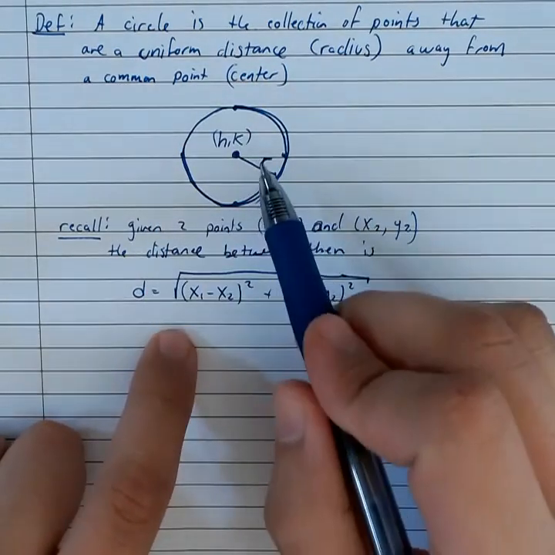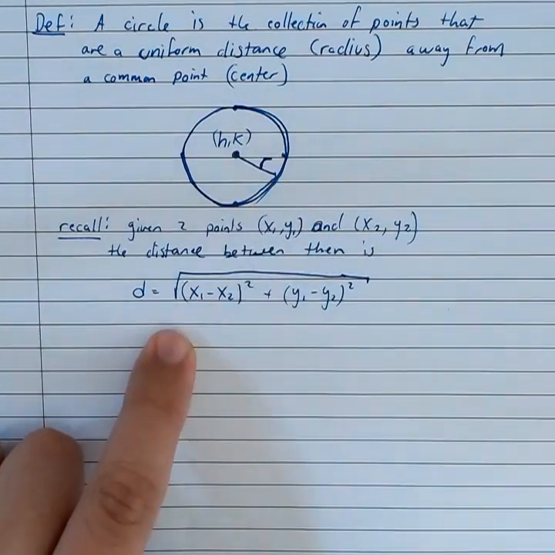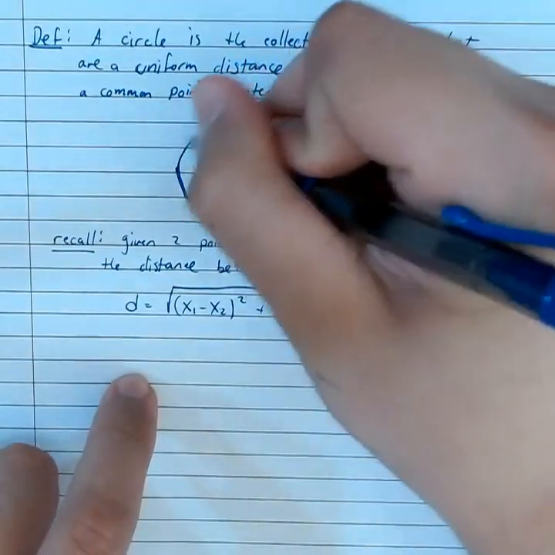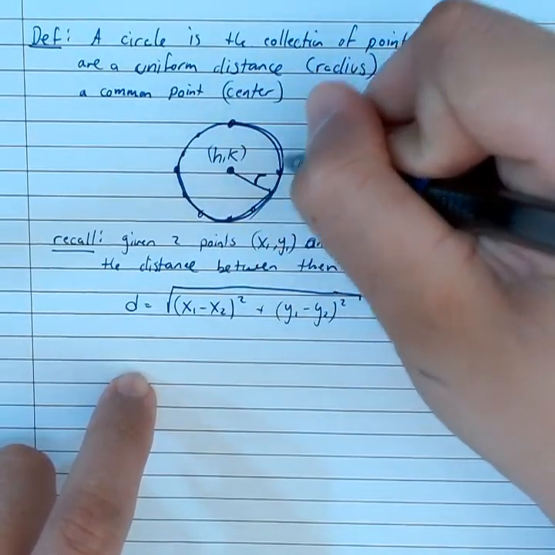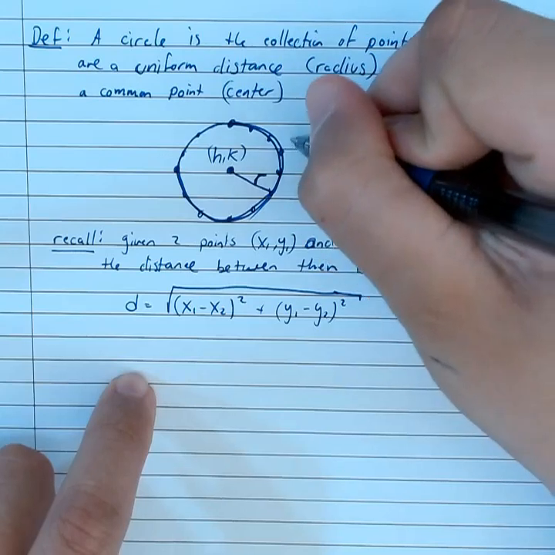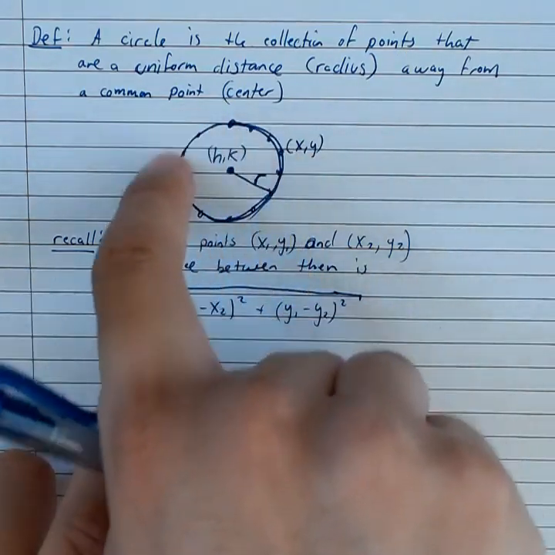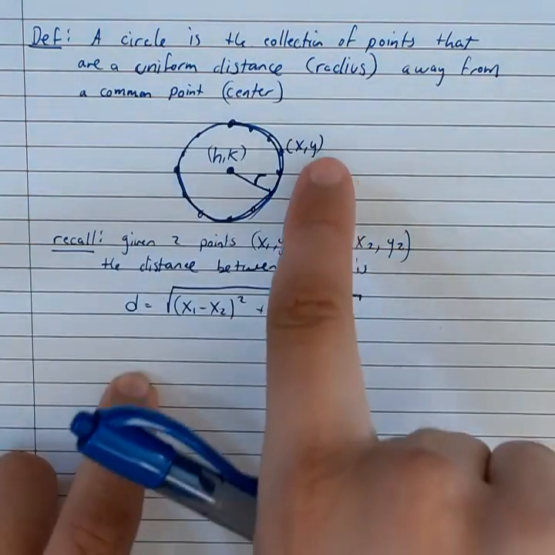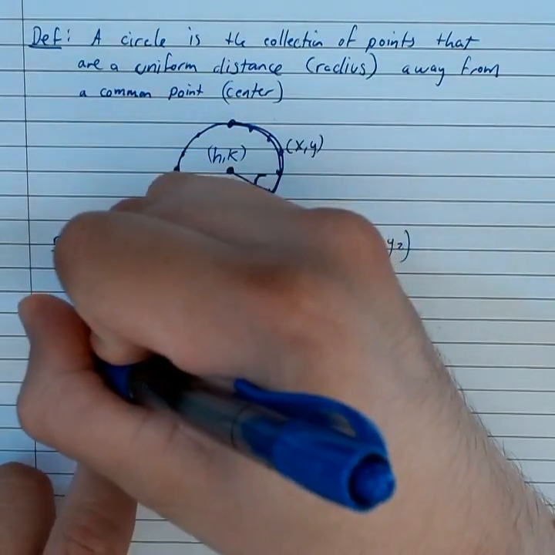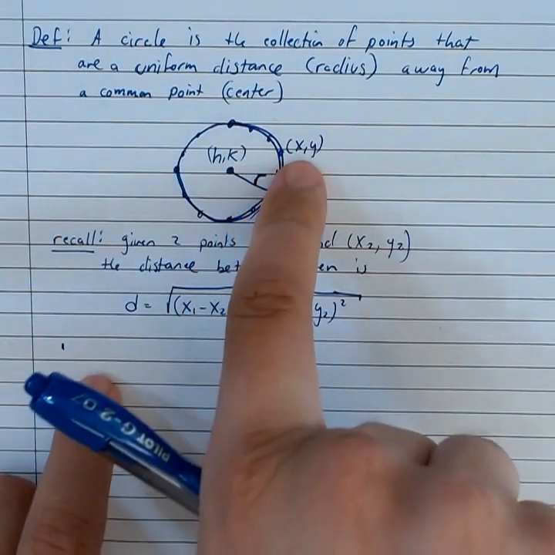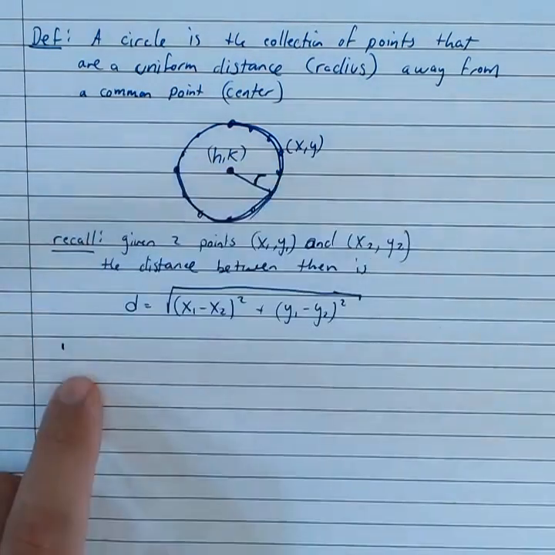Because after all, here we're saying we want all the points that are equidistant from this common point, H, K. So what I want is every point on the outer edge of my circle. I don't want to pick one in particular. I want this to be true for every point. So I'm just going to call X, Y a random point that's somewhere on the outer edge. So the circle is all of these points, X, Y, that have that distance R away from H, K.